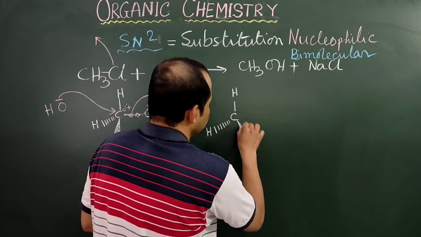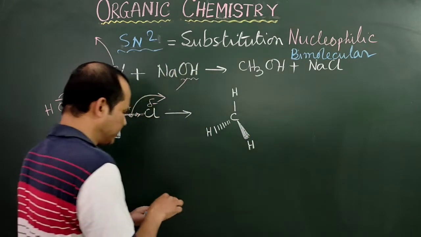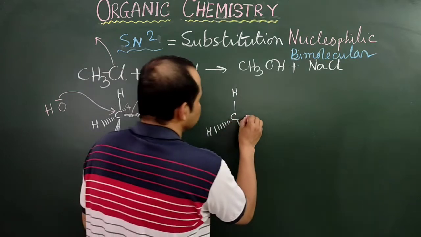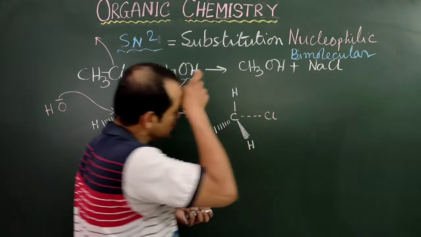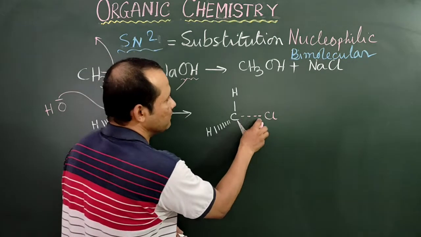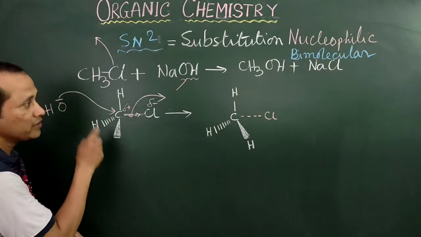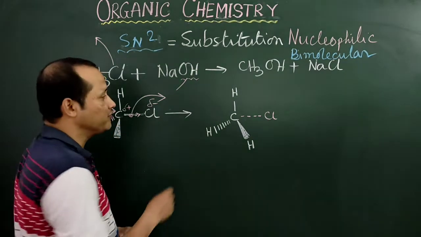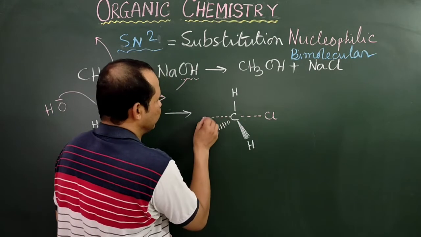the hydrogen above the plane, and this bond is going to be clipped, but it has not clipped already, so it will be represented by dotted line, and this bond is going to be formed, but it has not already been formed, so this will also be represented by dotted line.